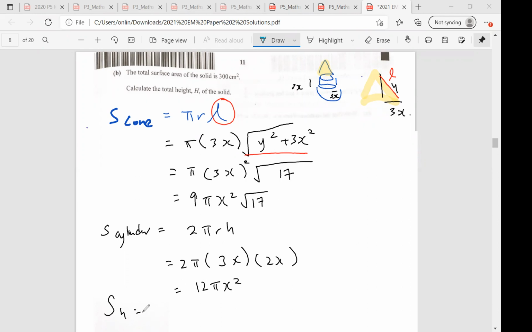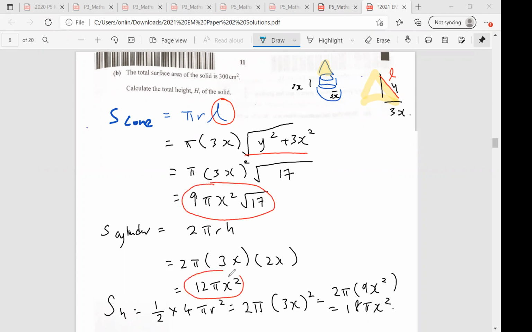Then we have the surface area of the hemisphere, which is 1/2 times 4 pi r square. So we have 2 pi and then 3x square. So if we multiply here, we have 2 pi times 9x square. Then here we have 18 pi x square. So basically we will have all of them. If we add all of them together, it will be equal to the total surface area of the solid. So meaning if I add this one with this one and this one, this by right is supposed to be equal to my total surface area of the solid.